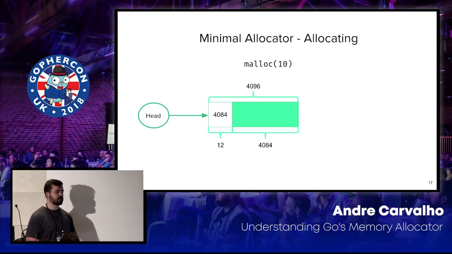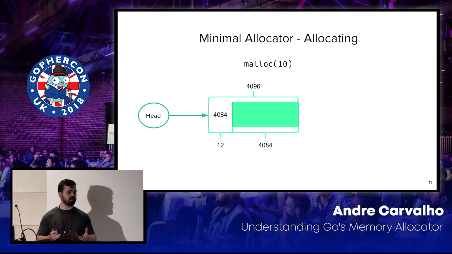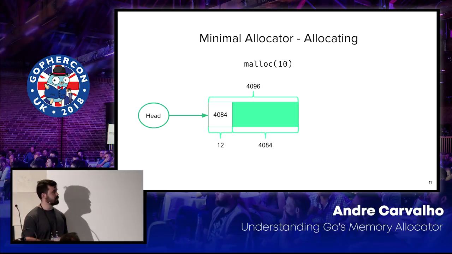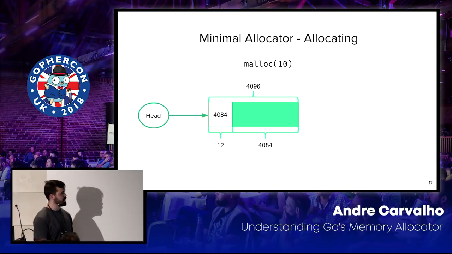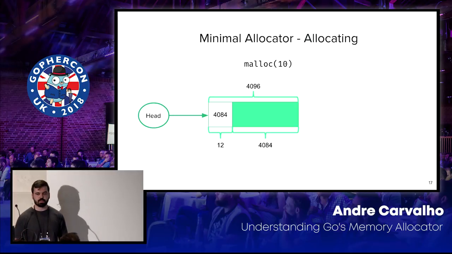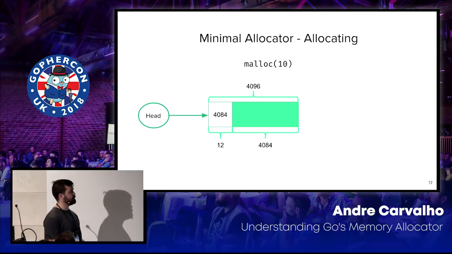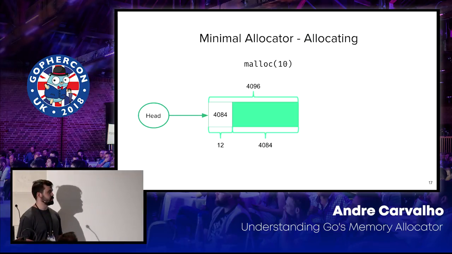OK, so we did mmap. So we got a 4K bytes memory map. We added it to our linked list. So the first 12 bytes are going to be used to hold the header. And the rest of the bytes are available for applications to allocate memory from. But the application asked for 10 bytes. I'm not going to return all those bytes, which would be wasteful.